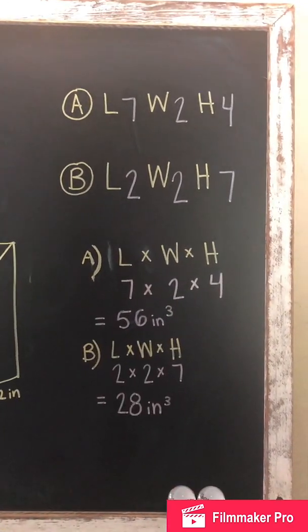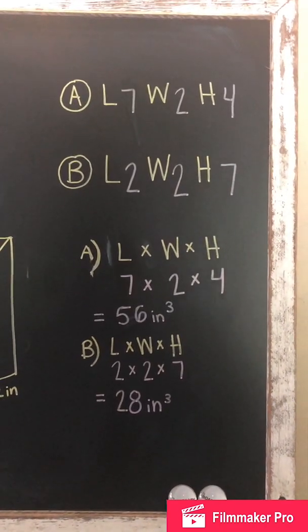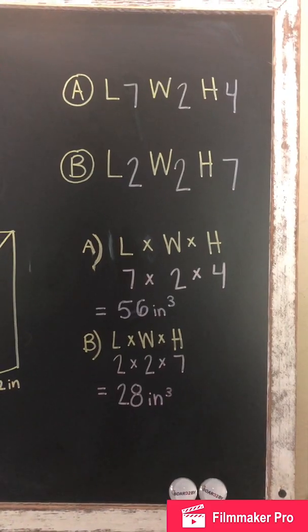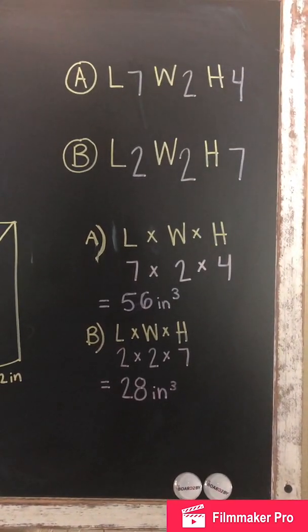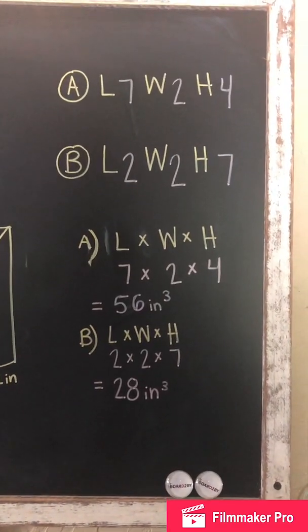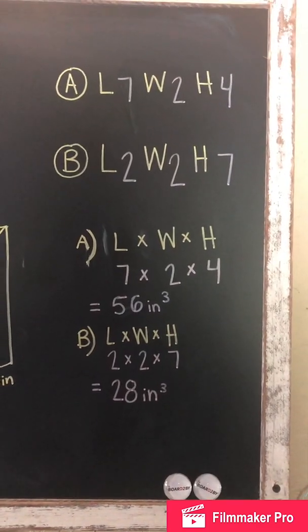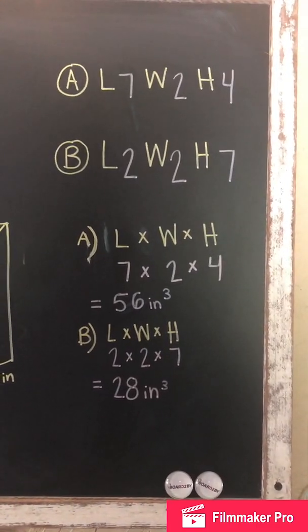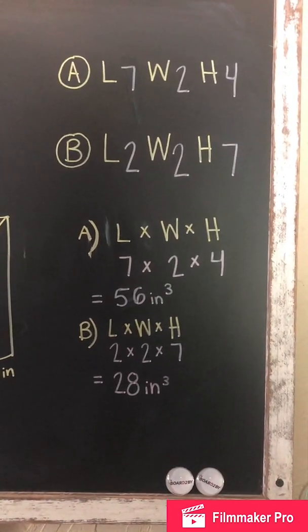So now we have to find the volume of rectangular prism B. I went ahead and wrote down our formula and plugged in our numbers. The length times the width times the height. The length for rectangular prism B is 2. The width is also 2. The height is 7. 2 times 2 times 7 equals 28, and our units are inches cubed.